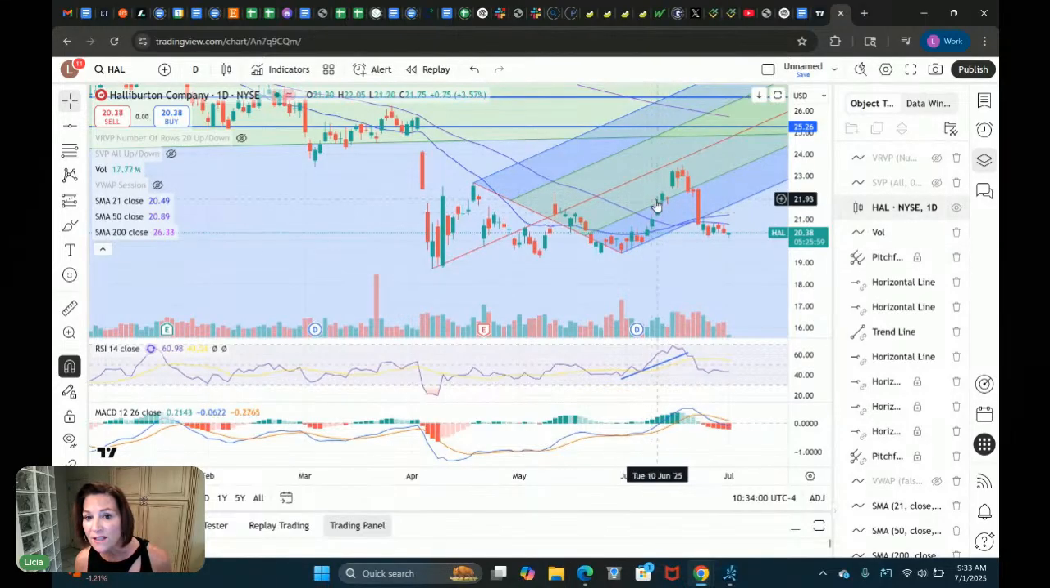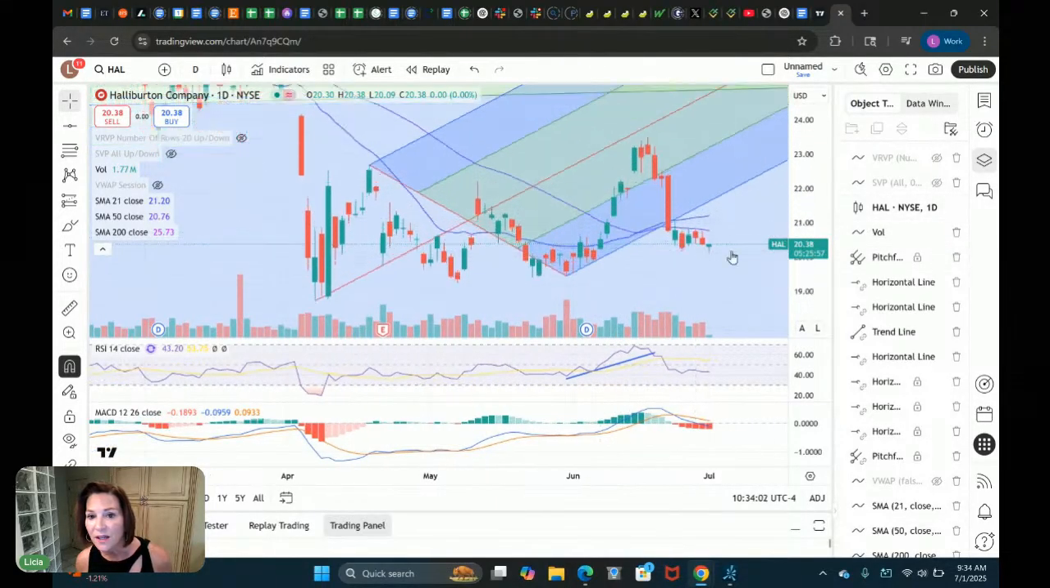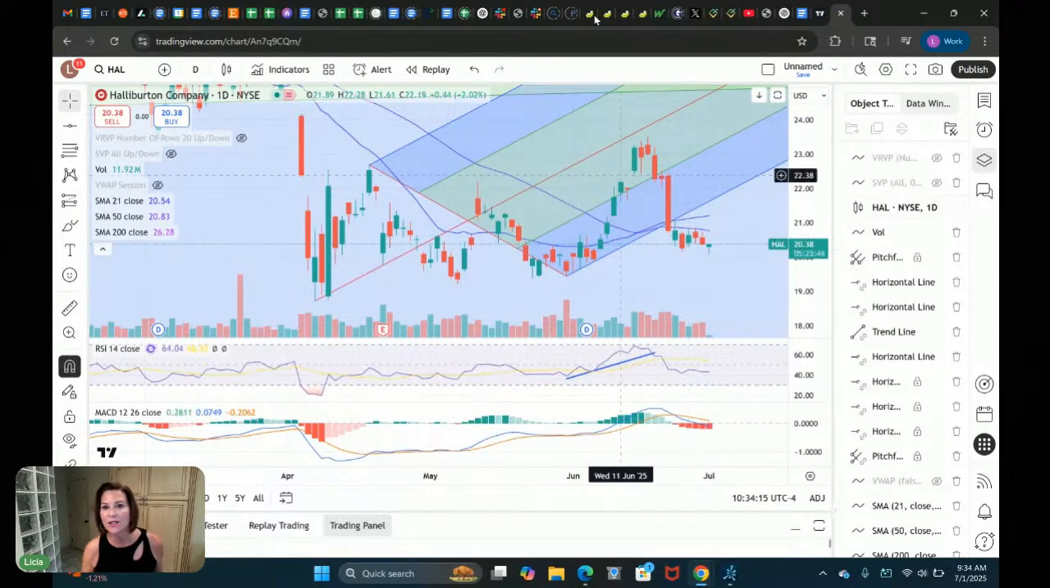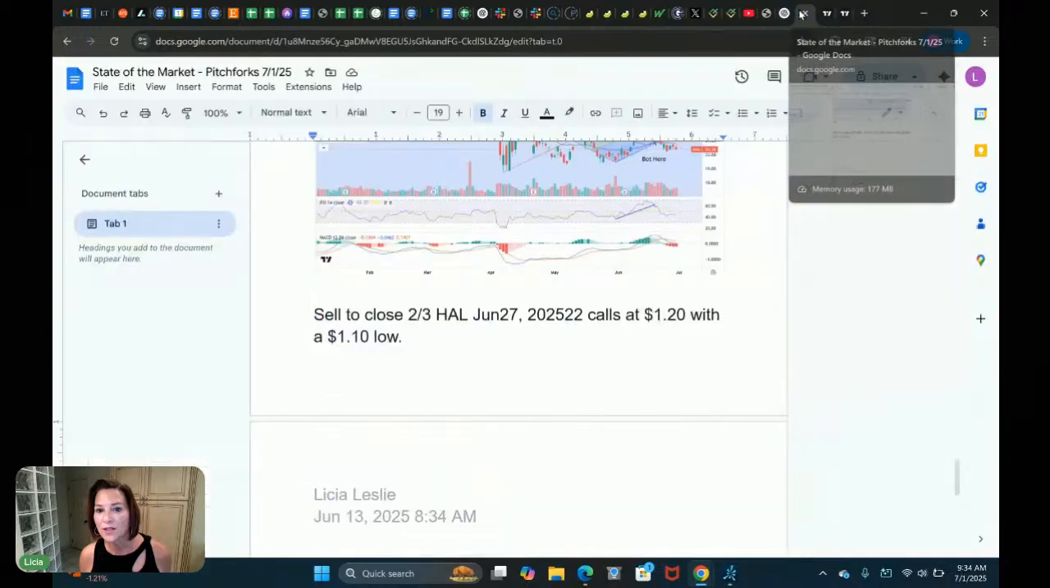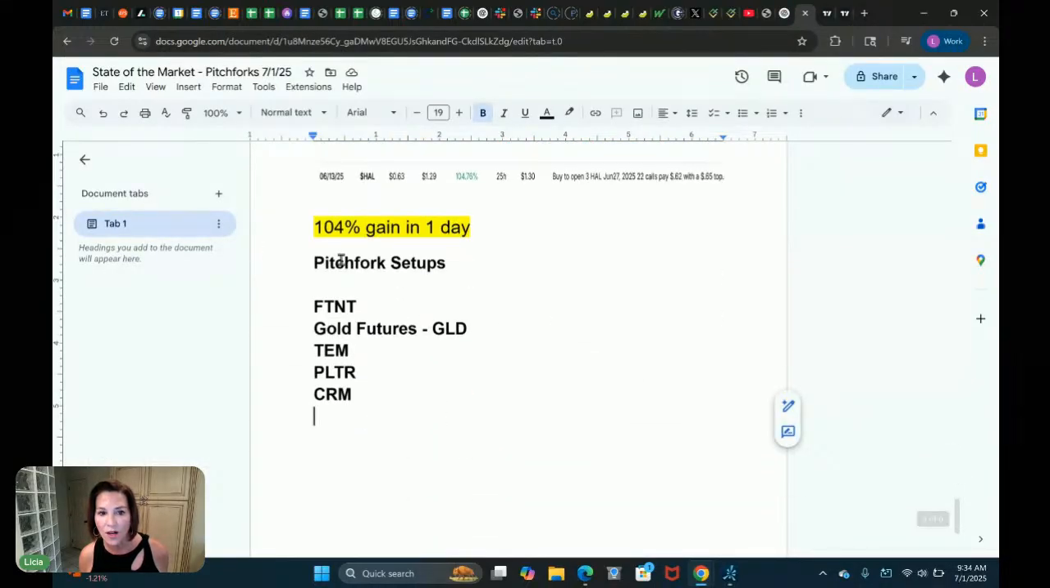Support. It trades to the opposite end of the channel. Old resistance is now new support. Bought it here. Nice pop the next day. Sold them here. Didn't quite trade to the median line, but hell, I don't need it to. I did not need it to because we were in for a 104% gain. We paid 63, we sold them at 129.